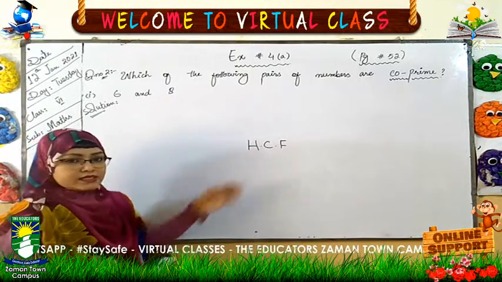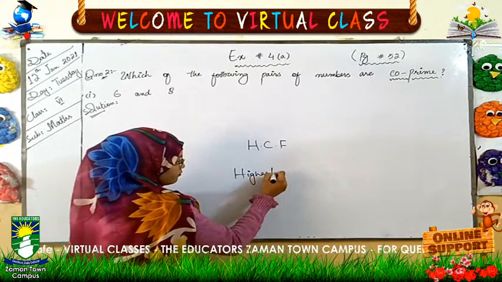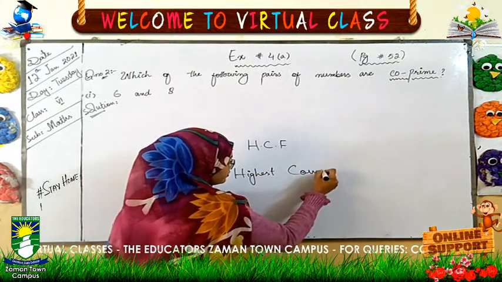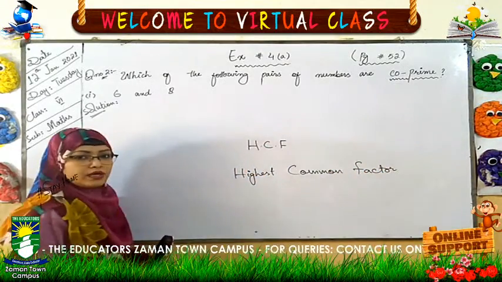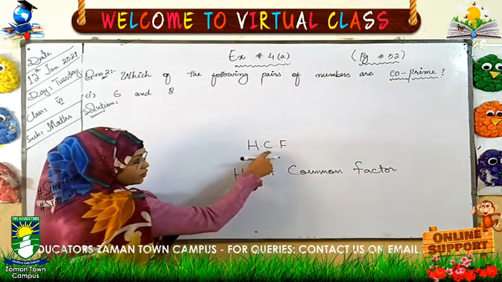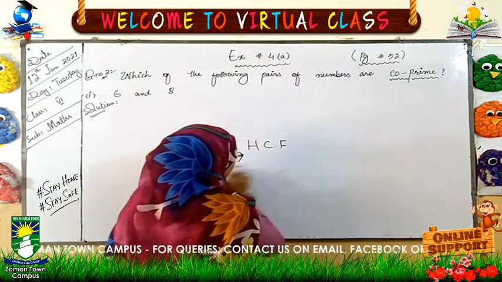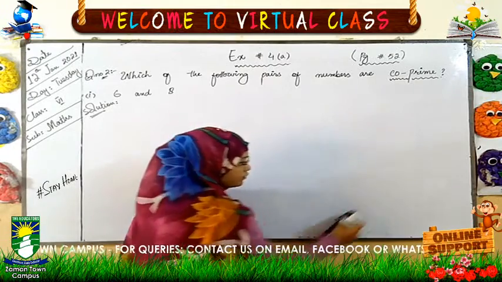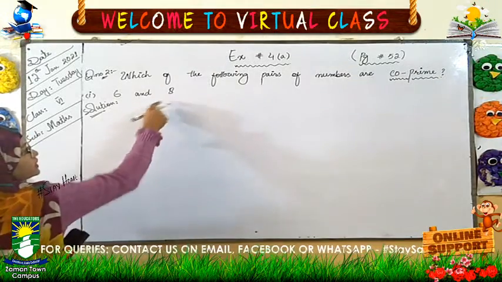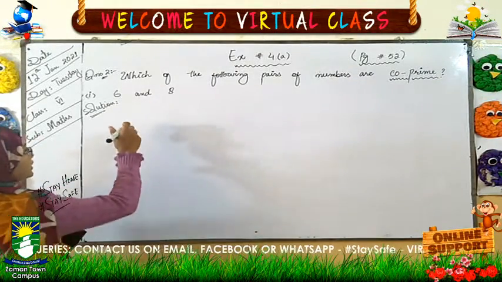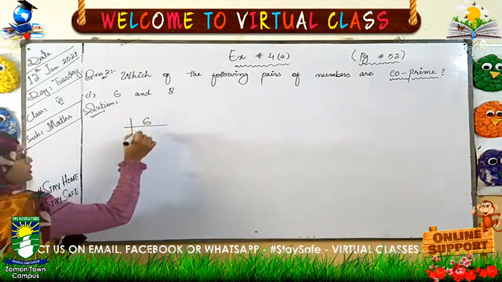What is an HCF? HCF stands for highest common factor. So how do we find the HCF in a question? As many numbers as we have in a question, we have to find the factors one by one. Say we have 6 and 8, two numbers. First of all, we will find the factors of 6 in this question. How? Make a line, write down 6 and now divide 6.